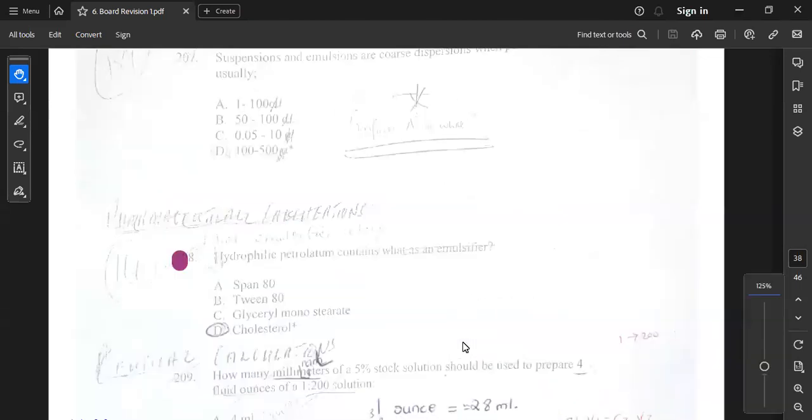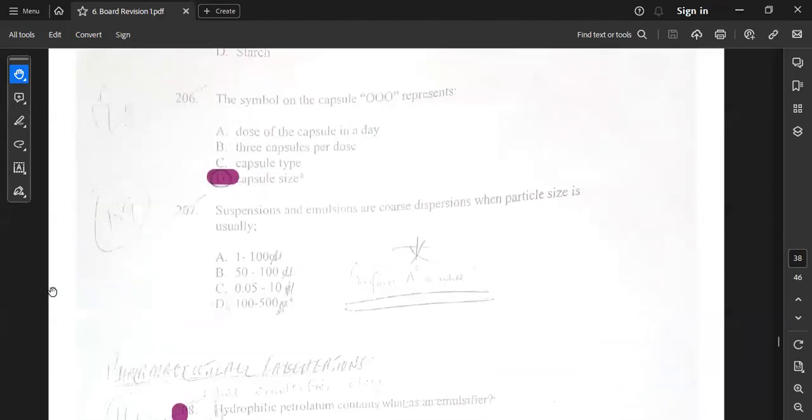Hydrophilic petrolatum contains what as an emulsifier? What I got was, I think, sodium something, but I couldn't find. Sodium laurate. Yeah, that's what I got, but I couldn't see if it's cholesterol or. Did anybody else get anything else? We can come back to this.